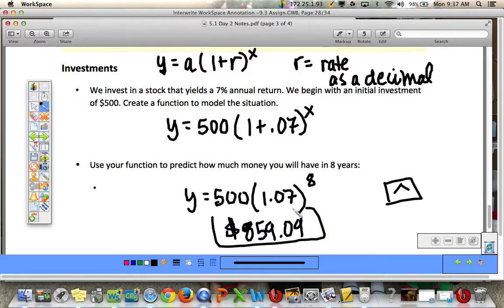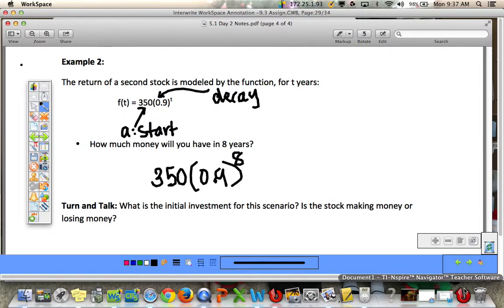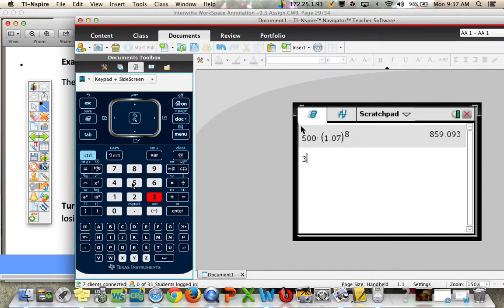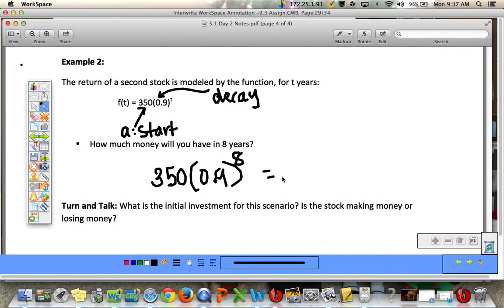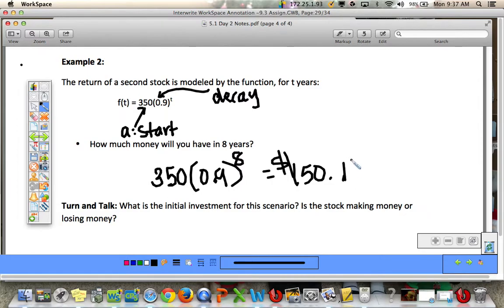$859.09. Let's try the next one. How much money will you have in 8 years? 350 times 0.9 to the 8th. And you'll have $150 left if it keeps decreasing by 90% each year. That's 66 cents.